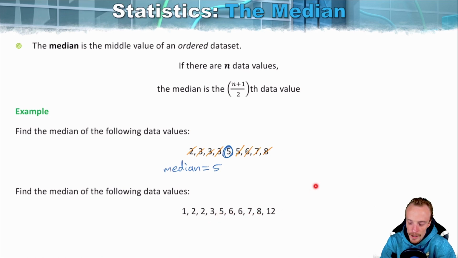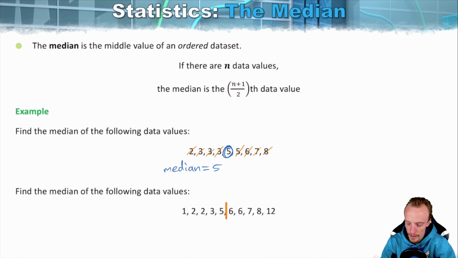Yep. So if we do our little shortcut method just in here, 10 plus 1 will be 11. 11 divided by 2 is 5.5. So we're looking for the fifth and a half data point. And the reason for that is the true middle is actually between the fifth and the sixth data point. It actually doesn't exist on the fifth or the sixth. It's right between the two.